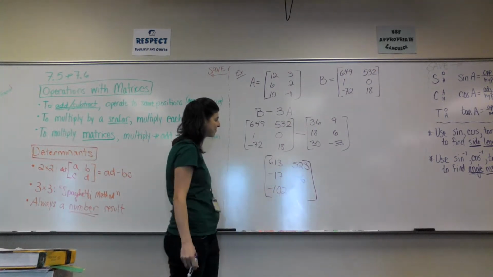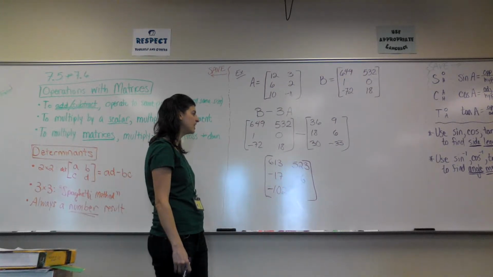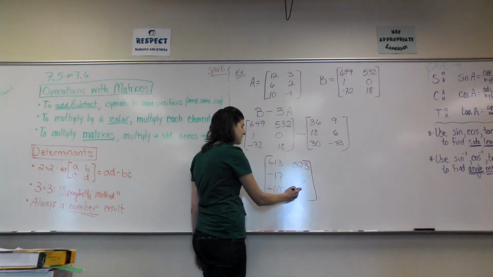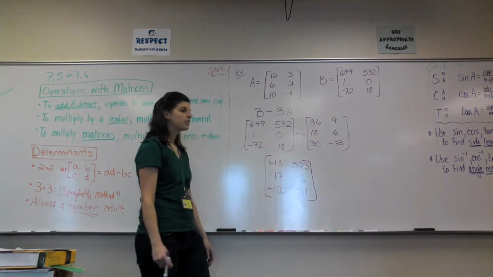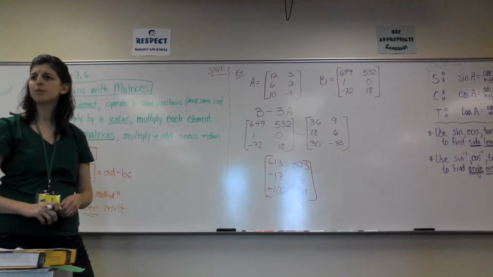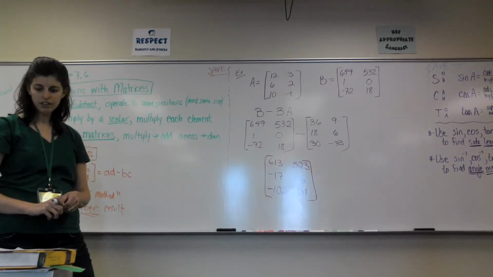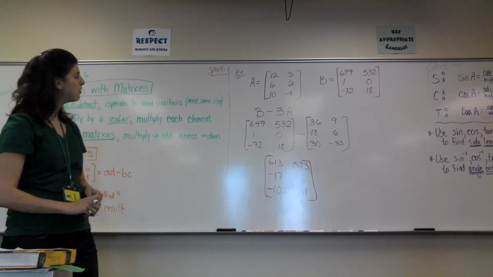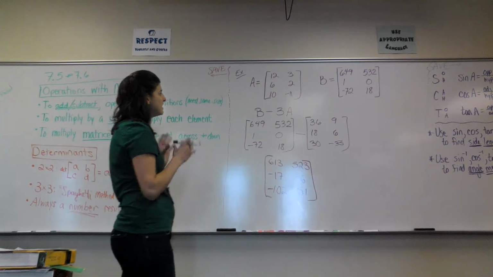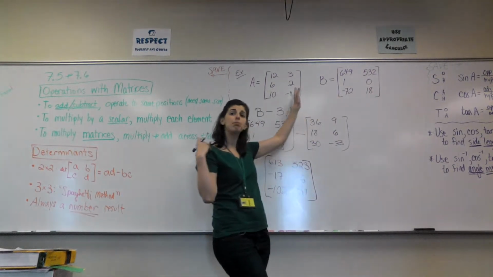Good job. And 18 minus 30 minus negative 33? 51. Yep, you got to add because it's minus negative. There's your result. Do you feel like you need more practice with adding, subtracting, and multiplying by a scalar? No. We good? Okay.